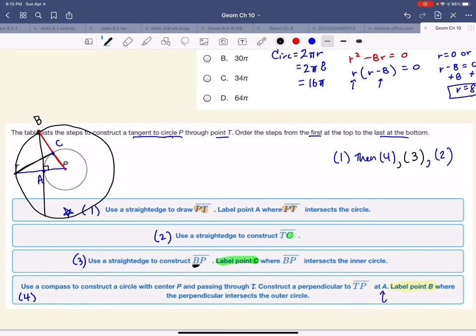And look at what we've done. We did it. We constructed a tangent line to that inner circle from point T. Cool, right? So this was what they asked us to do. Construct a tangent line on the inner circle from there, and that's exactly what we did. Nice work, guys. It looks like I followed these steps.